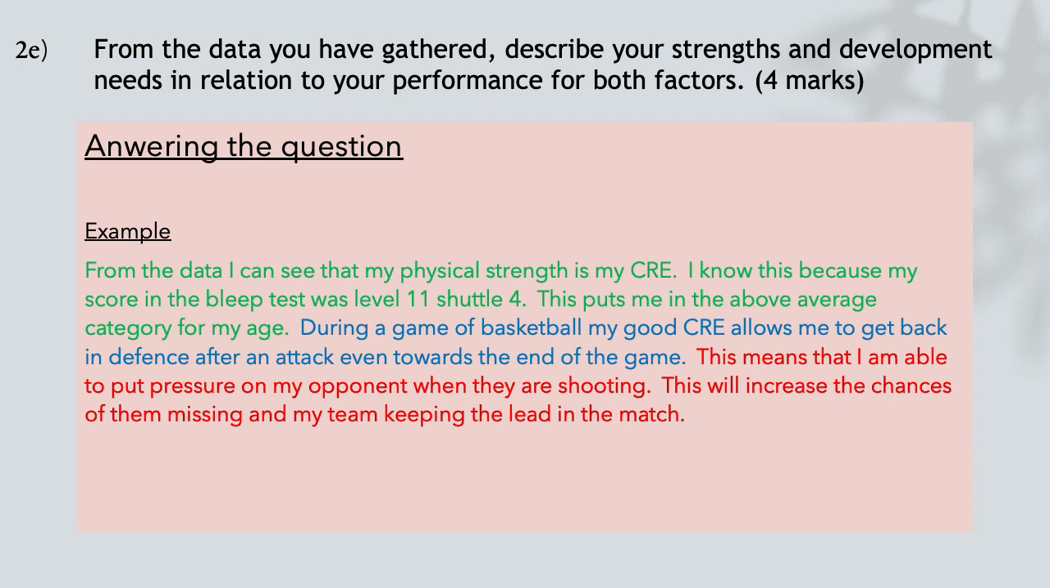Here's a quick example. So from the data, I can see that my physical strength is my CRE, my cardiorespiratory endurance. I know this because my score in the bleep test was level 11, shuttle 4. This puts me in the above average category for my age. During a game of basketball, my good CRE allows me to get back in defence after an attack, even towards the end of the game. This means that I am able to put pressure on my opponent when they are shooting. This will increase the chances of them missing and my team keeping the lead in the match. So I went through each of the 3 stages to give you that example.